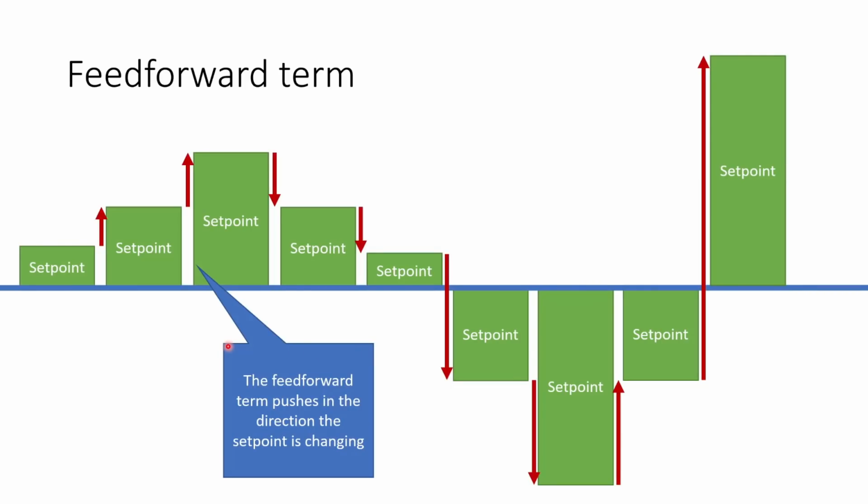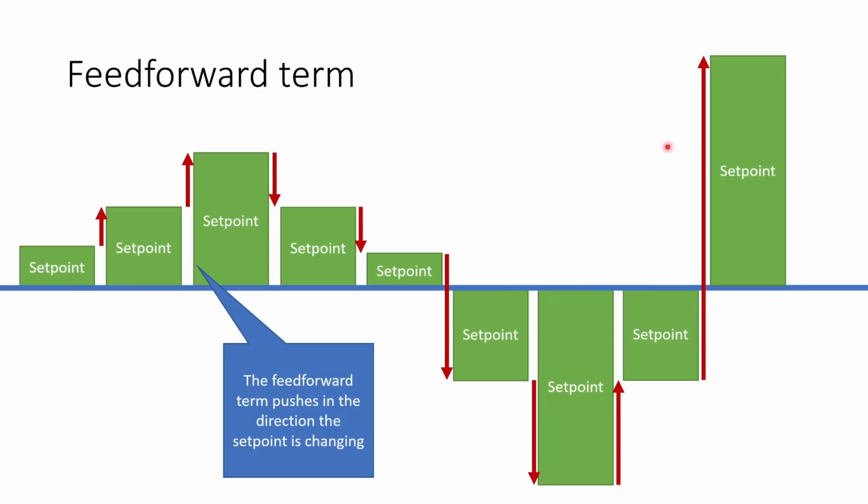And the feedforward term is completely different from the other terms in the PID controller because it does not act on the PID error. It acts on the set point. And what it says is that if the set point is changing, I need to push the quad in the same direction to start it moving in the direction that the set point is changing. So if the set point is increasing, then the feedforward term pushes the quad to change in that direction. If the set point is decreasing, the feedforward term again pushes back to try and get the quad to move in the direction that the set point is moving in.